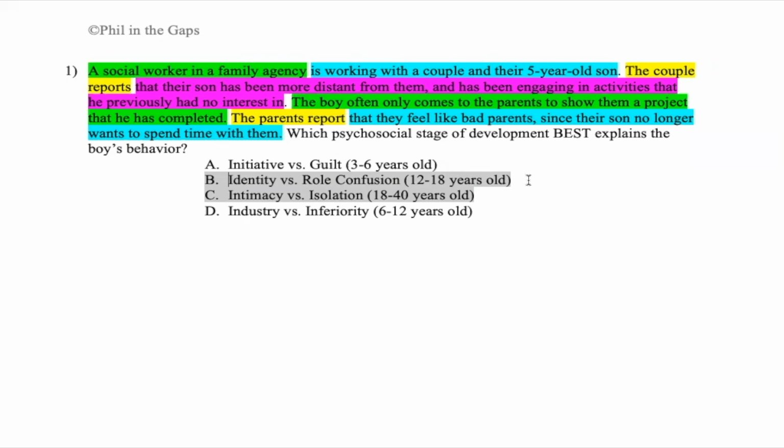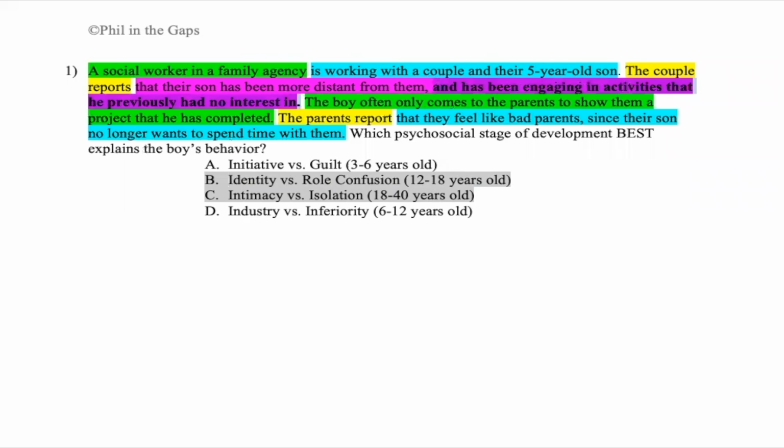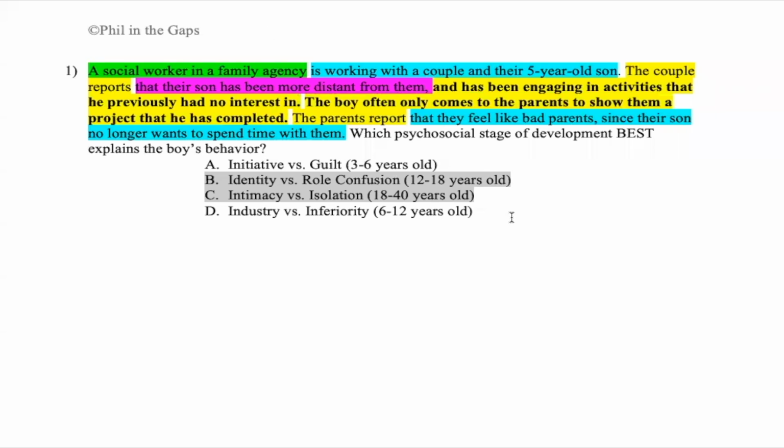Well, let's look back at the question and see what we're looking at in particular. We're at a family agency. We're working with a couple and the 5-year-old son. The couple reports their son has been more distant with them and has been engaged in activities that he previously had no interest in. So he's starting to step outside of things that would be normal within the person's situation. The boy only comes to the parents to show them a project that he's completed. So they're looking for some feedback from the parents, and the parents report that they feel like they're bad parents since their son no longer wants to spend time with them.